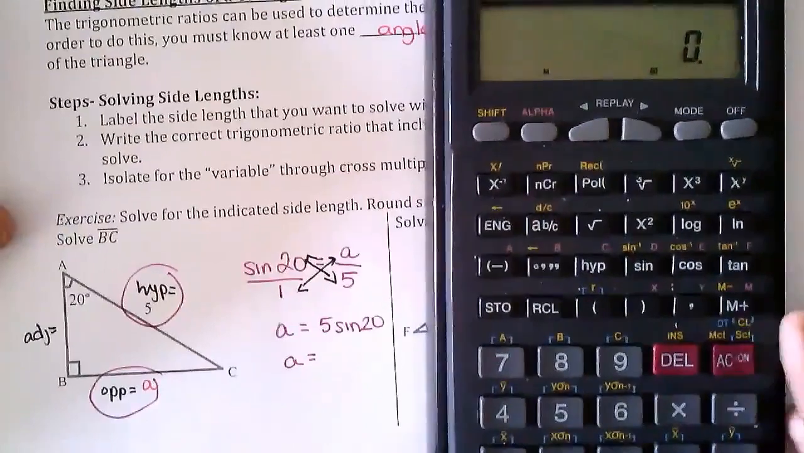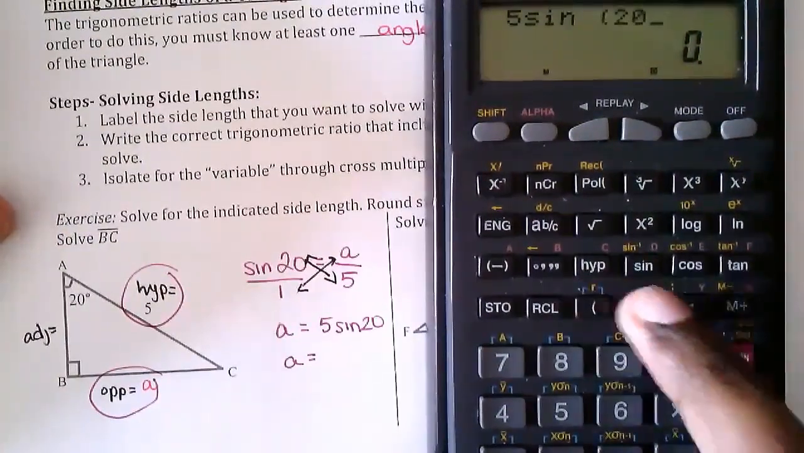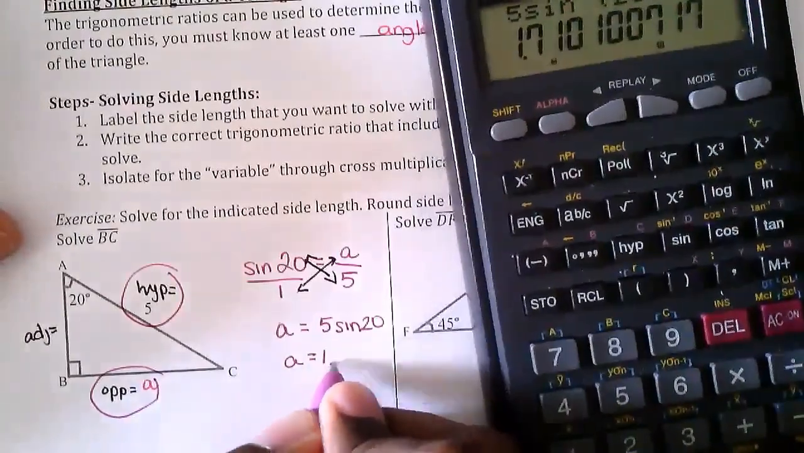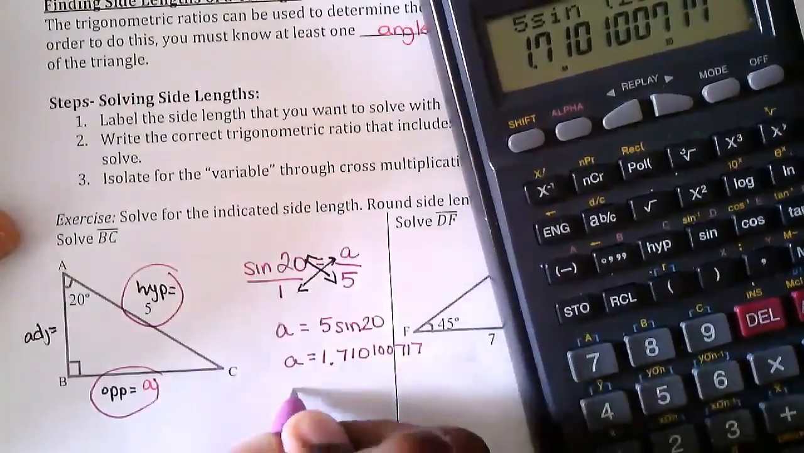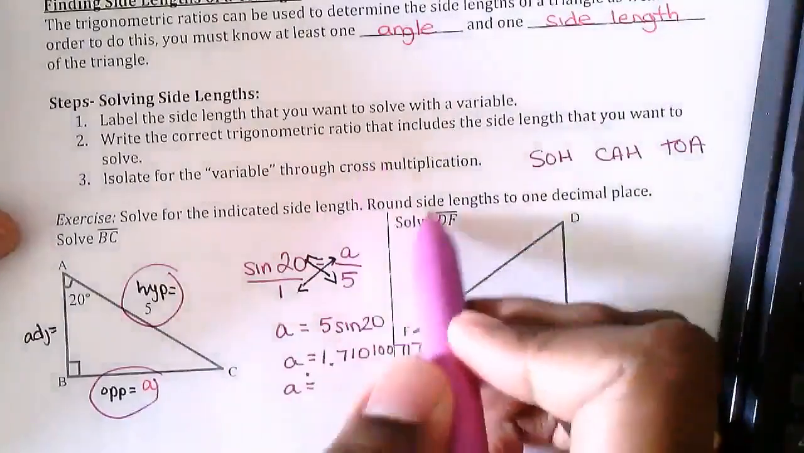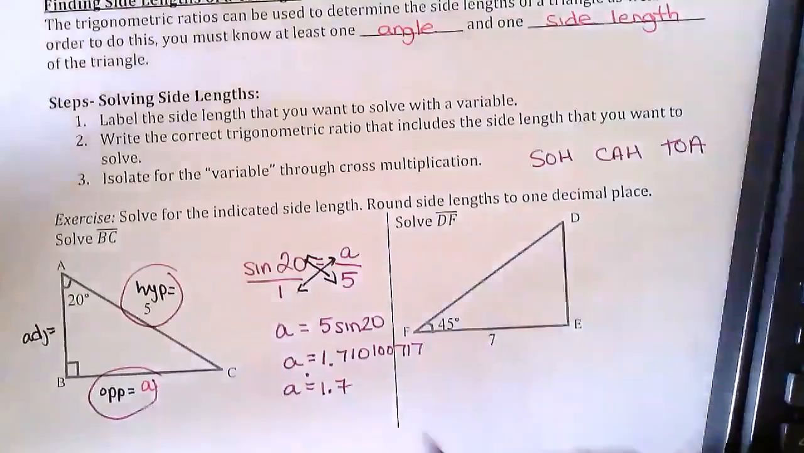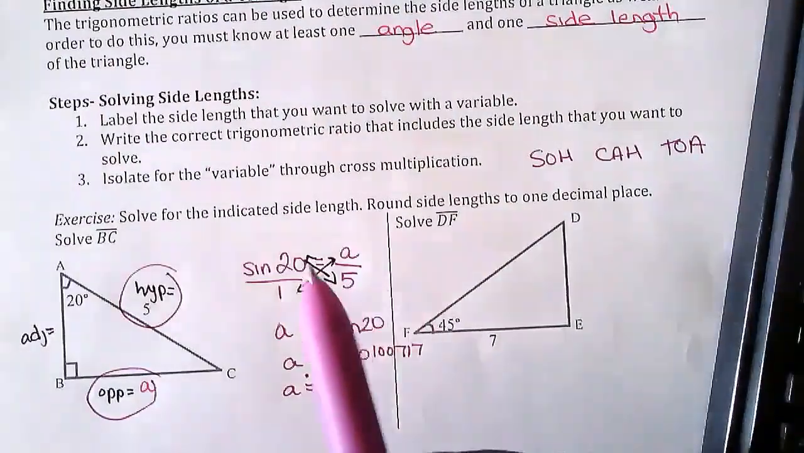So I'm just going to write it out. 5 sine bracket 20 is equal to 1.710100717. And based on the instructions I was given, I should round the side lengths to 1 decimal place. So it's around 1.7. Again, let's quickly review what we just did.